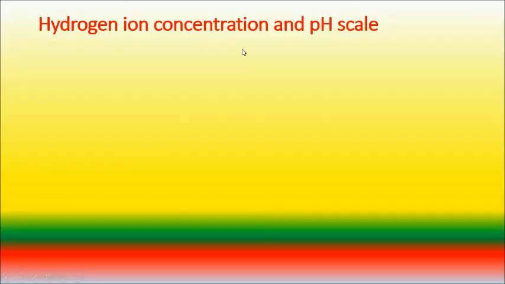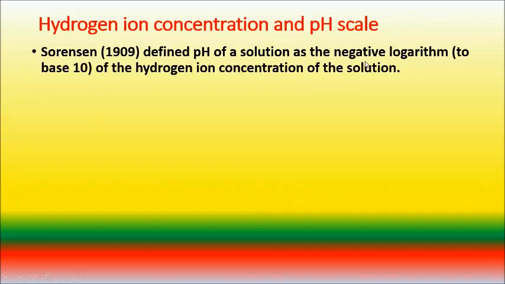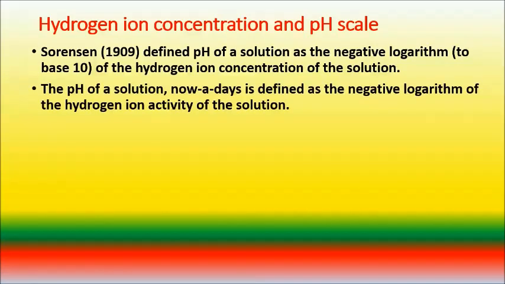Next we have to see the hydrogen ion concentration and the pH scale. Sorensen in 1909 defined the pH of a solution as the negative logarithm of the hydrogen ion concentration of the solution. When we say negative logarithm, it is to the base 10. The pH of a solution is defined as the negative logarithm of the hydrogen ion activity of the solution. Nowadays we are using this definition for the pH.